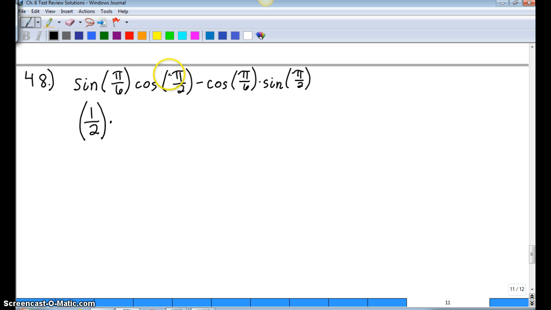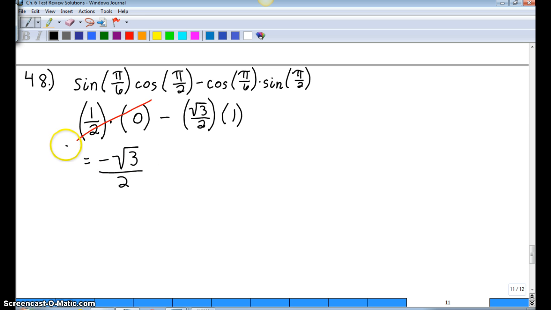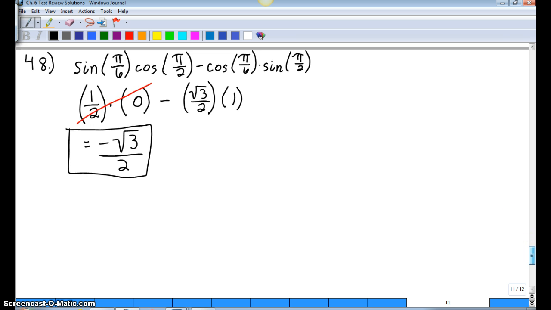Sine pi over 6 times cosine pi over 2, and cosine pi over 2 is going to be 0. Cosine pi over 6 is square root 3 over 2, and sine of pi over 2 is 1. So what you get is, this cancels out, and the right side becomes negative square root 3 over 2. So that's a simple one, 48, straightforward.